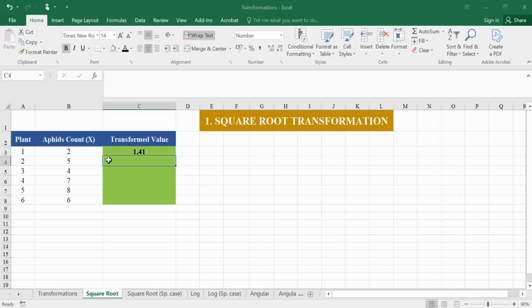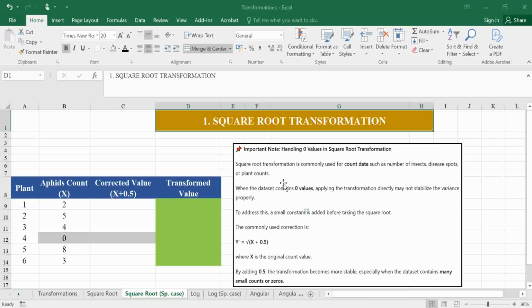So we get the transformed value. These are the transformed values which are to be used for further analysis. Now, there is one important note to consider for handling zero values in square root transformation. When the dataset contains zero values, applying the transformation directly may not stabilize the variance properly. To address this, we have to do a small correction, that is add 0.5 to our original value.